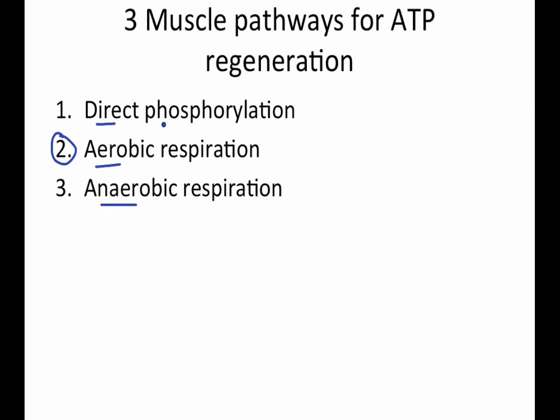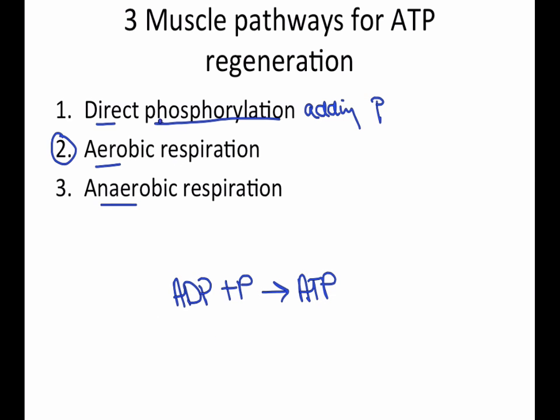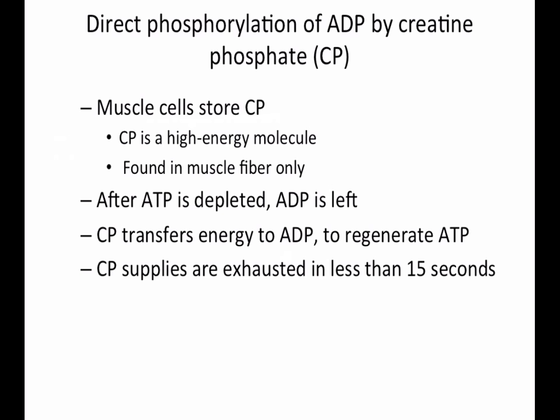So direct phosphorylation means that, well, first of all, let's go back here. Phosphorylation means that you are adding a phosphate group. So that means you're directly going from ADP, adenosine diphosphate, and adding a phosphate to get ATP. So it's happening directly. Aerobic respiration means that oxygen is going to be used, and anaerobic respiration means that you don't have oxygen to use. Okay, so let's go ahead and get started here.